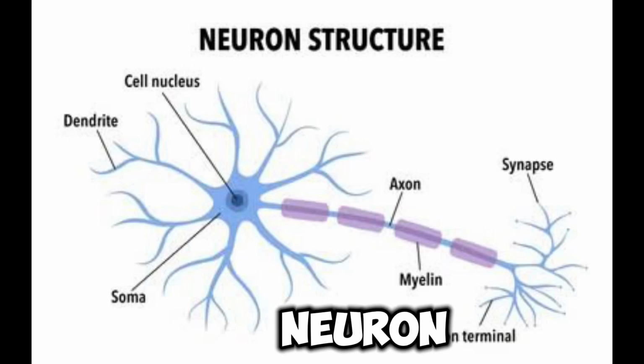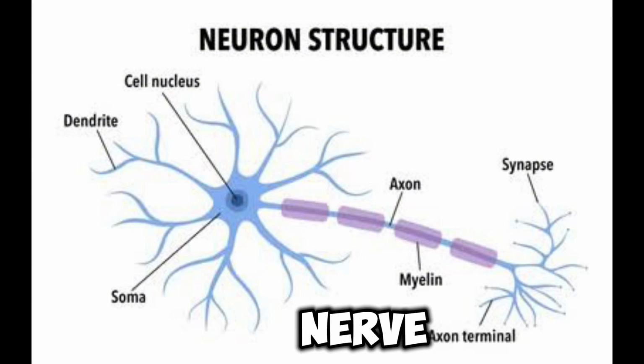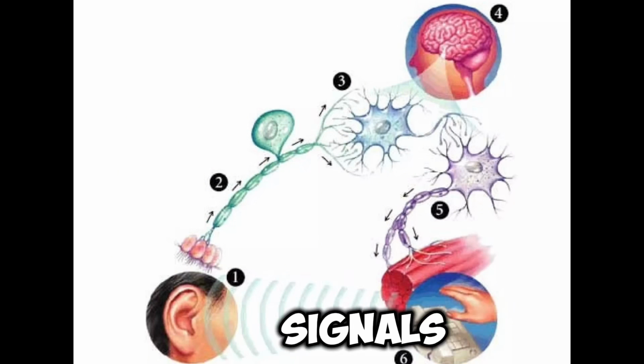The last one is the neuron, which is called the nerve cell. The structure is that it is a specialized cell with a cell body and dendrons. It has a long axon, while the function is that it is useful in transmitting nerve impulses from one part of the body to another, where impulses means signals.